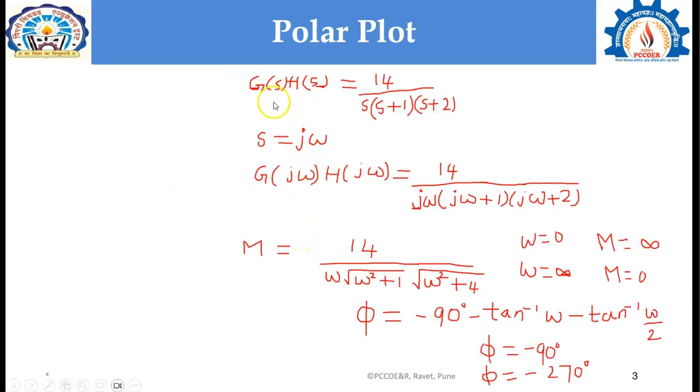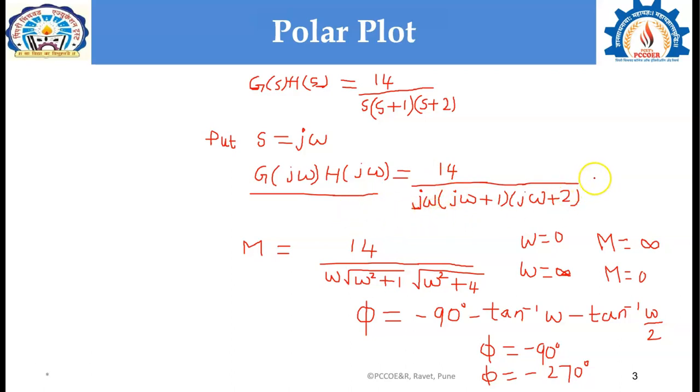So the given transfer function is this one. You need to convert this transfer function into the frequency domain. For that, put s is equal to j omega. So our transfer function will become G of j omega into H of j omega will be equal to this. So just replace s by j omega.